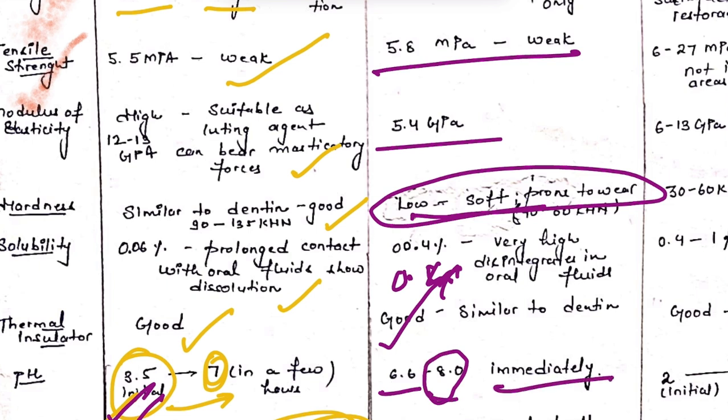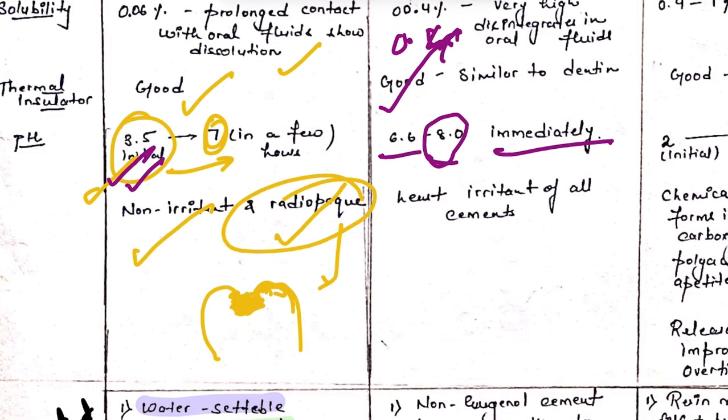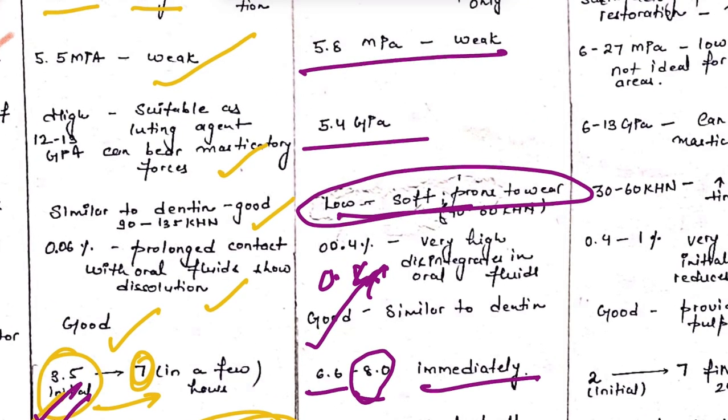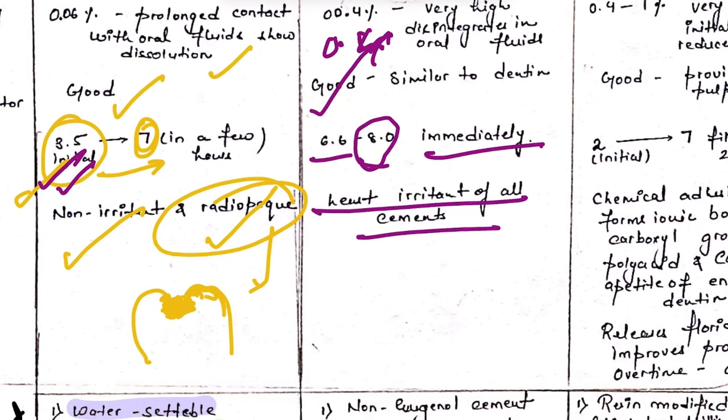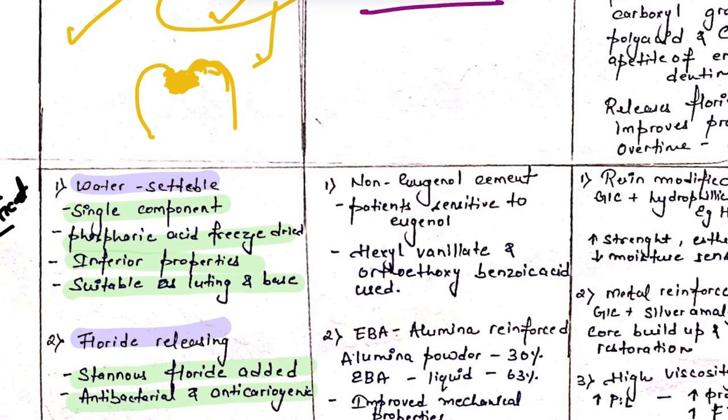immediately. Okay, so that's why it is a very sedative and kind of relieving cement. It is the least irritant of all cements. So you can see the mechanical properties aren't very good, but in areas where we don't want strength, where we just want some healing and some protection for the pulp from thermal insulation, we can use this cement.